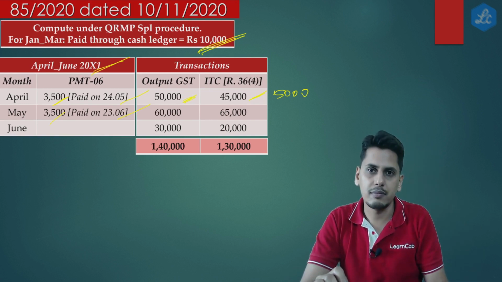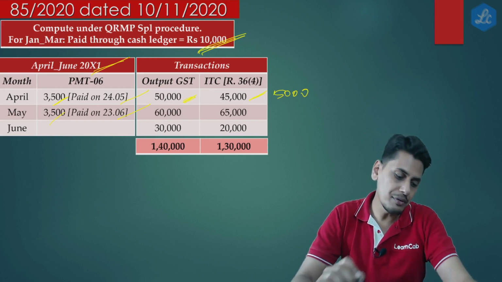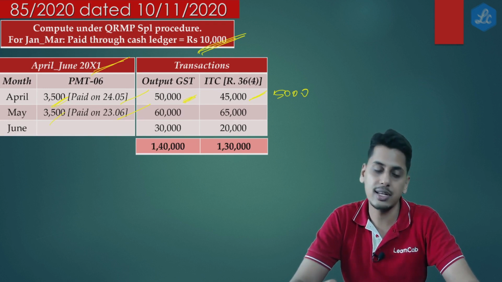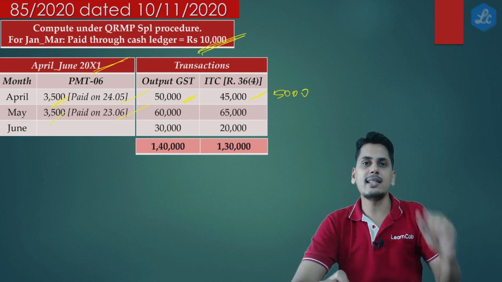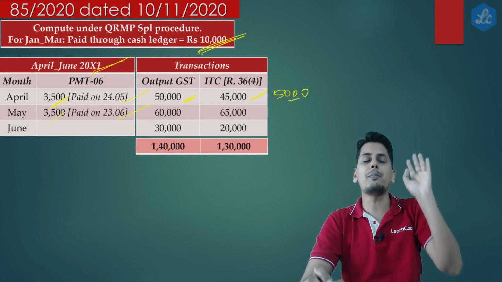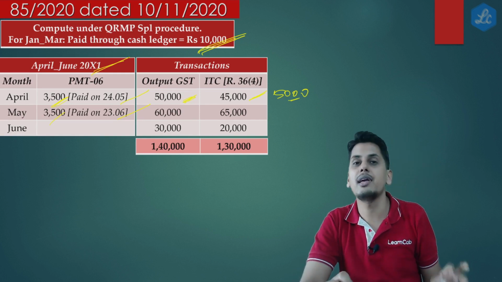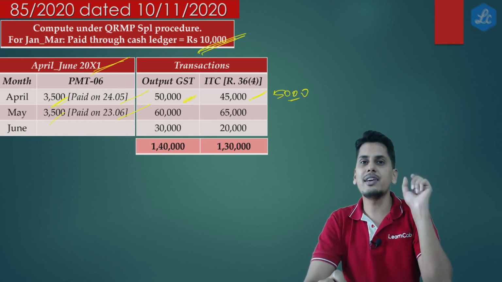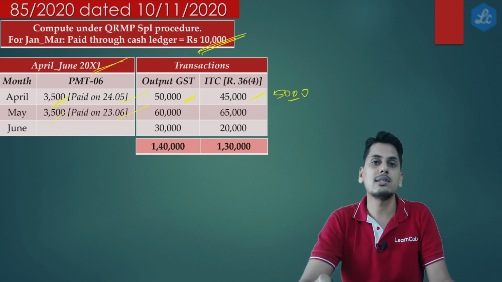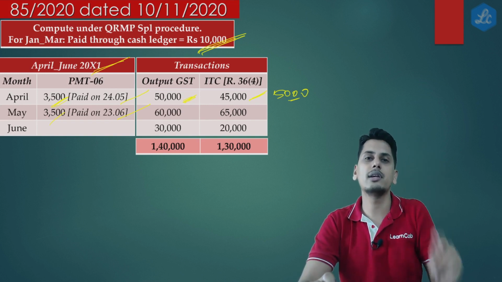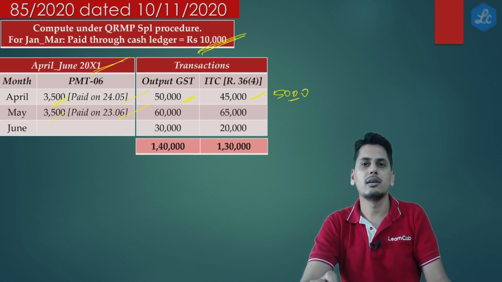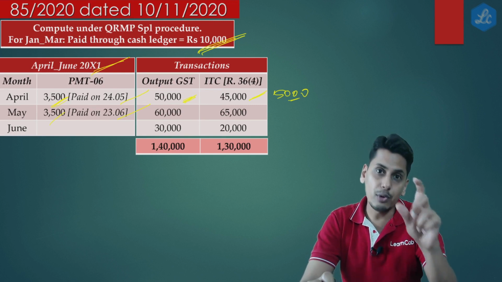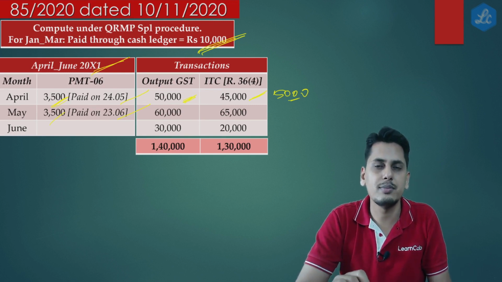I repeat, friends, for the month of April, under the special procedure, he has deposited 3,500 in his electronic cash ledger. Upon looking into the actual transactions, the amount which should ideally have been paid is 5,000, because output is 50, ITC is 45. But under the fixed sum, the answer coming is 3,500. He has deposited this before the due date. The question is, should he pay any interest on the supposedly short deposit?